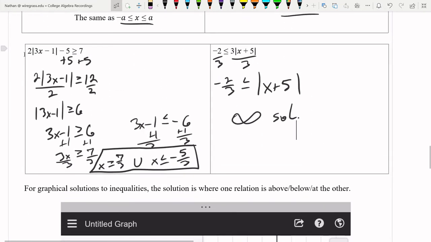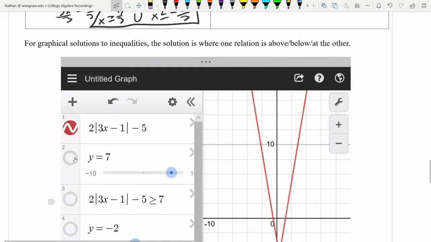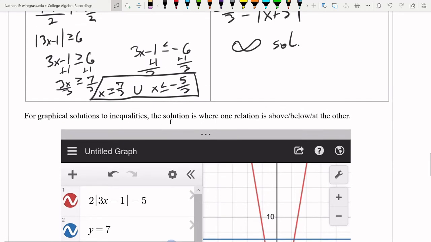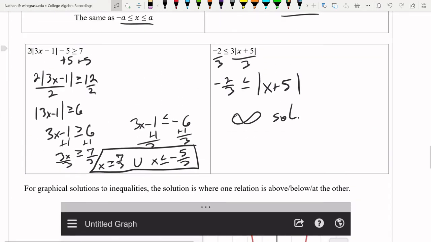So this first one here, I'm going to graph this left-hand side and then y equal to 7 for the right-hand side. And we're asking, the solution is where one relation is above, below, or at the other. That depends on what we're looking at here. So we're asking, when is this left-hand side portion greater than or equal to 7? In other words, when is it bigger or higher up? When is it above 7?